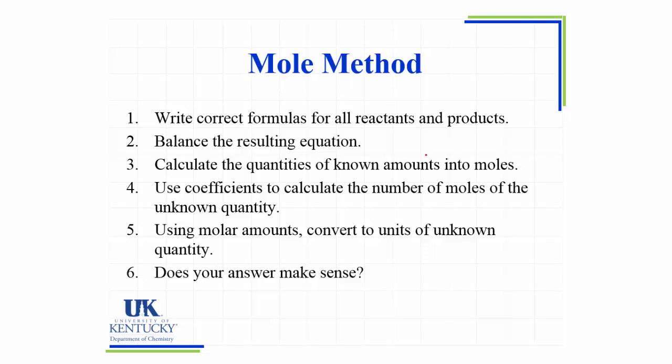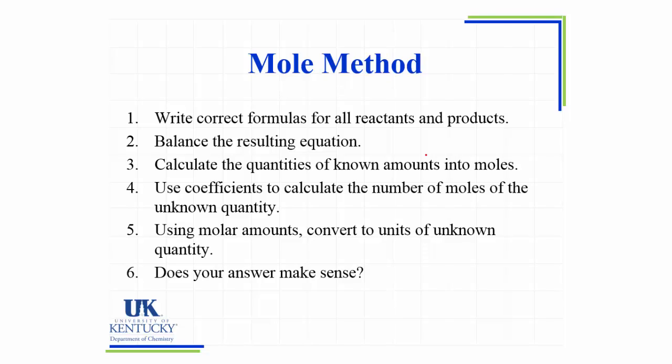Next, we're going to calculate the quantities of any known amounts into units of moles. This will be represented by our moles of A in our diagram. Then, we can use coefficients to calculate the number of moles of the unknown quantity. This is our relationship between moles of A to moles of B, regardless of where each of those substances is found in the equation. Next, we will use molar amounts to convert to units of the unknown quantity.